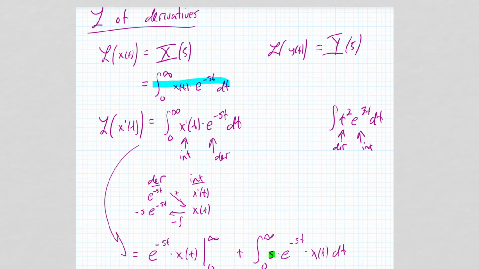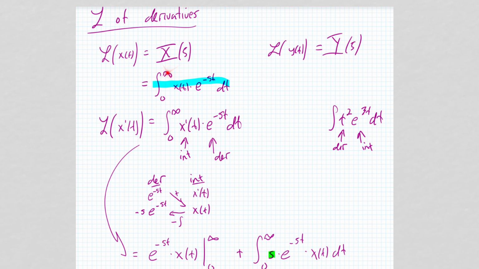All right, I'm going to walk through how to take the Laplace of a derivative. So first thing we need to do is define what the Laplace of a function would be. So the Laplace of a little function, x of t, we use a capital X and it's of s. Why is that? Well, I'm going to do my best here.